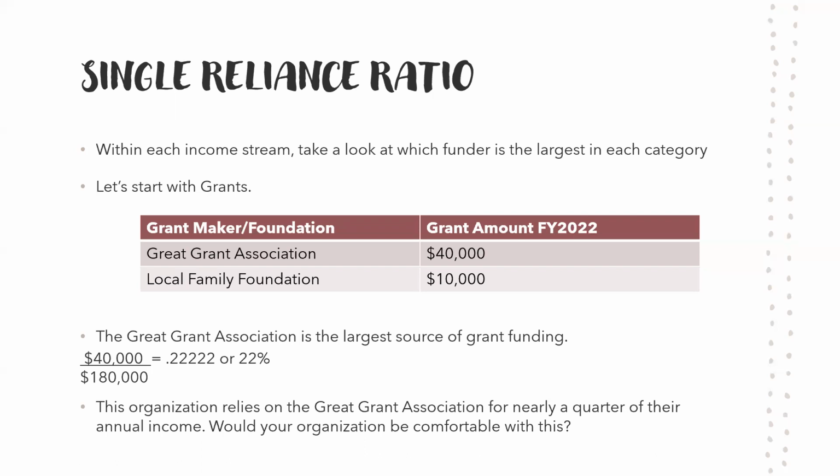And again, what is your comfort level here? Is 22% okay with you to be reliant on one funder? What is the risk to that funder? Is the Great Grant Association a long-term partner and their funds are really stable for you? Is it in flux? Every year you have to fill out a grant application all over again and go back into the pot, competing with everybody else. So right now we just want to gauge how reliant we are comfortable with being on this one source of income.